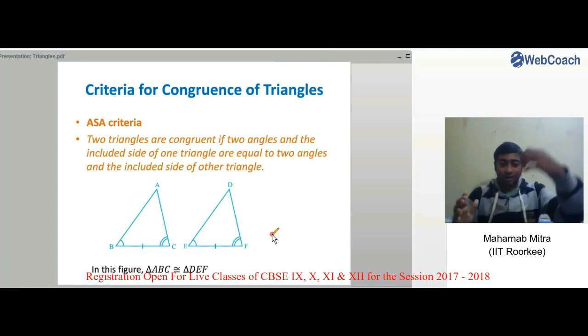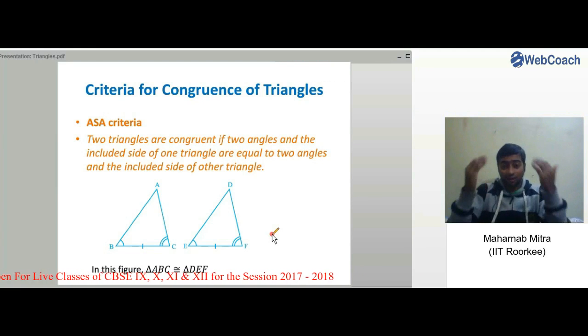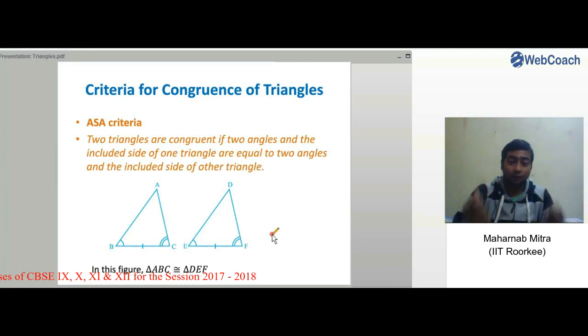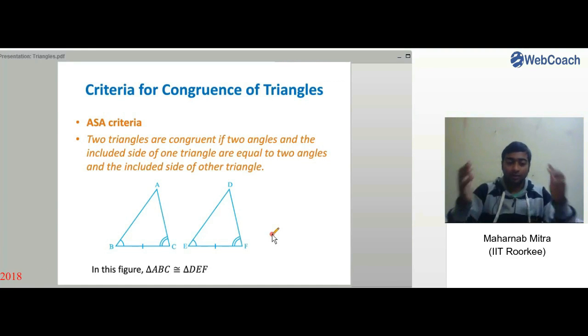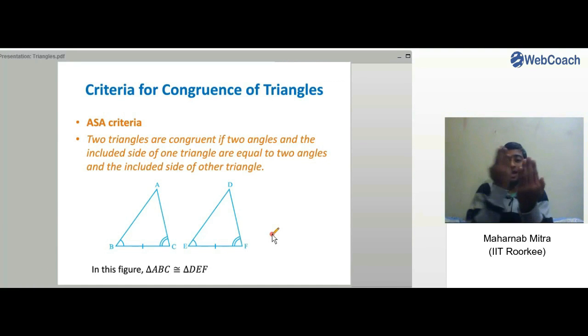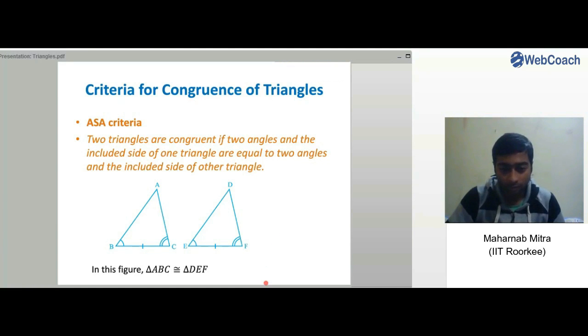Therefore, as BC equals EF, angle A and angle D are formed because of the two angles on the base, so they must also be equal, and therefore these two triangles can be overlapped directly onto each other. So we have written the names according to that, ABC and, in the same order, DEF, so A can be overlapped on D, B can be overlapped on E, C can be overlapped on F.